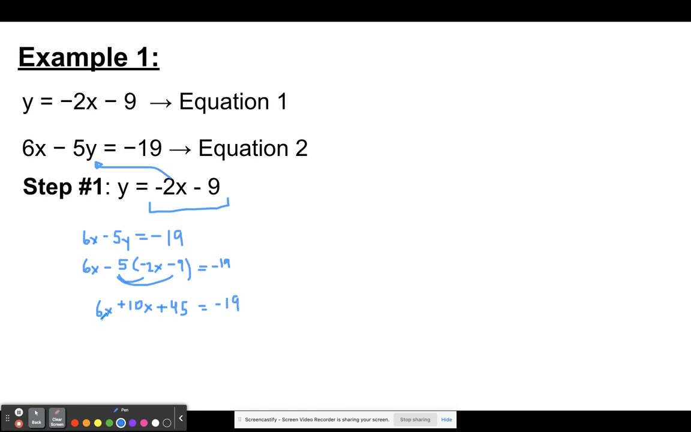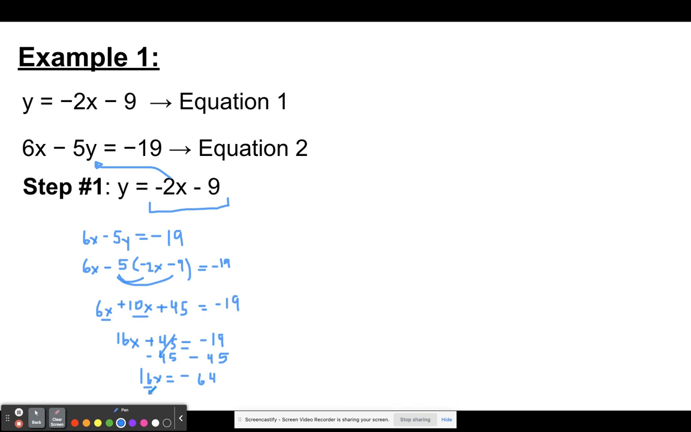On the left-hand side, I can combine these two terms because they're both values of x. So 6 and 10 is going to give me 16x plus 45 is equal to negative 19. And then I'm going to subtract 45 from both sides, because remember, my goal is to isolate my x. The 45 and negative 45 cancel each other out. I'm left with 16x is equal to negative 64, because negative 19 minus 45 is going to give us negative 64.